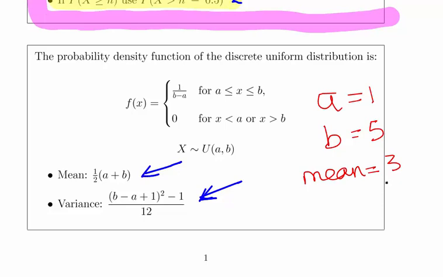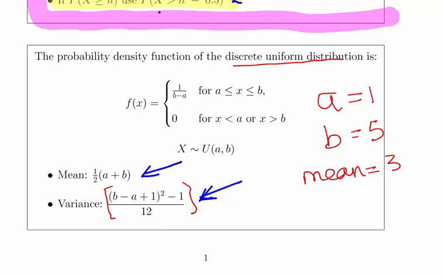On average, the expected value of x. Now, the variance for a discrete uniform distribution is, I did not get this wrong, (b minus a plus 1) squared minus 1, all over 12. And that is slightly different from the continuous uniform distribution. So just watch out for that.